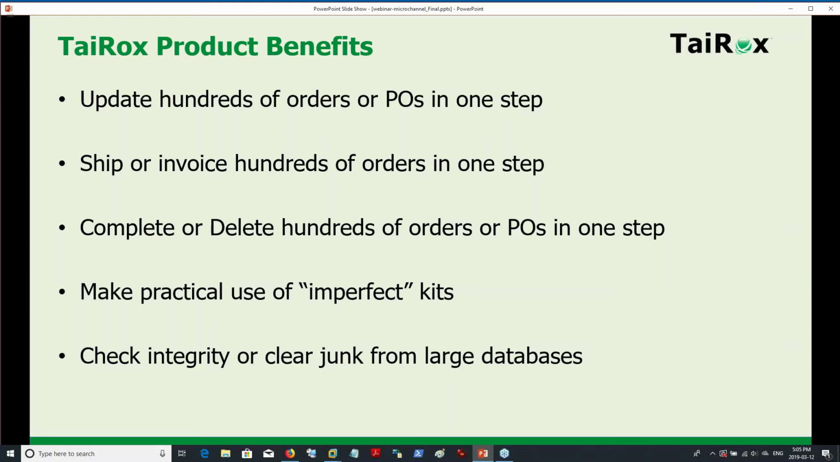A lot of what we do involves keeping your data clean, and that may mean the third bullet point, completing or deleting hundreds of orders or POs. Once a PO is 3 or 4 or 5 years old, you're never going to complete it. Same with an order. And so your inventory statistics don't make sense because they've got all these things that are on order or on purchase order, and we can complete or delete them very quickly.